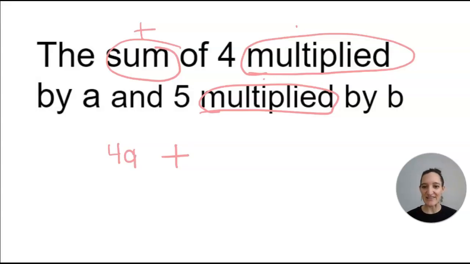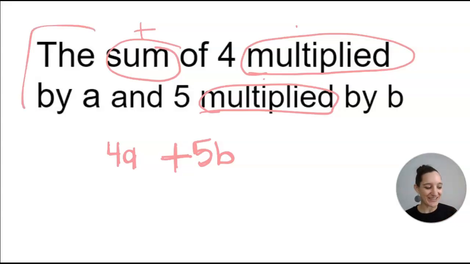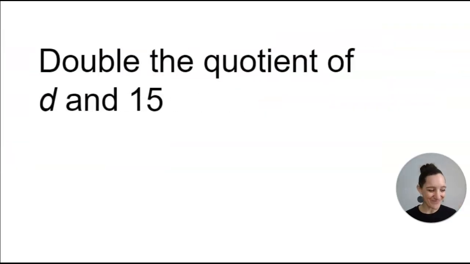And what's the other thing we're finding the sum of? 5 multiplied by b. Let's see if that makes sense when I read it. Does this show the sum of 4 multiplied by a and 5 multiplied by b? Yeah, that does. Cool. It's like you guys are bilingual, meaning you have 2 languages. You can speak English, which is this, and you can speak math. And you can translate between the two. Woo woo, that's kind of cool.